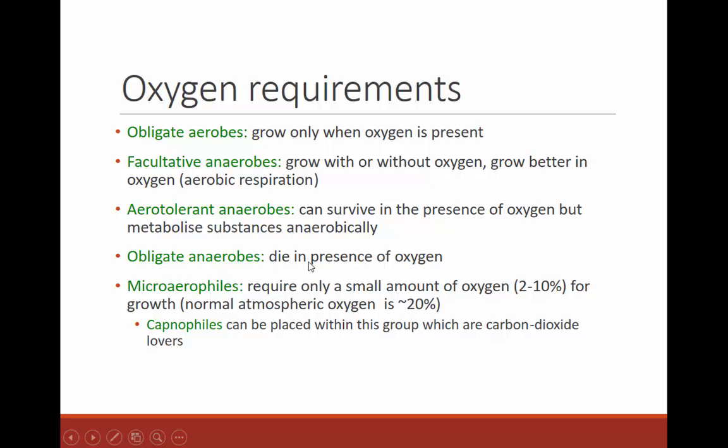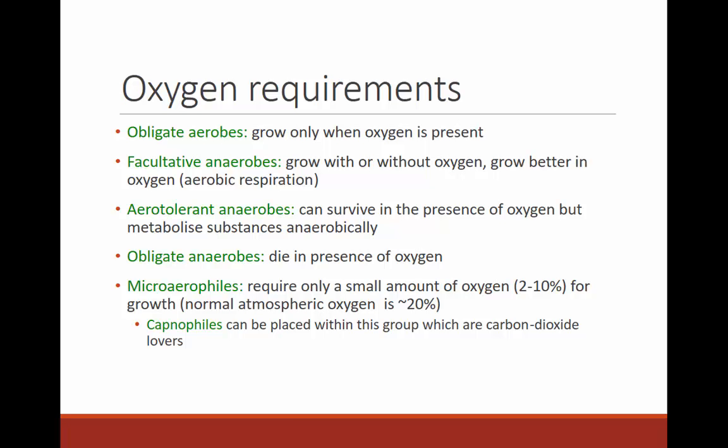Obligate, if there's any oxygen in that environment, it will kill them. Okay? So obligate anaerobes are the ones that die in the presence of oxygen. And we've got another classification, and I probably should rearrange the order of these, but we've got the microaerophilic. That means that they only need a small amount of oxygen, so concentration of about 2 to 10% to be able to grow.